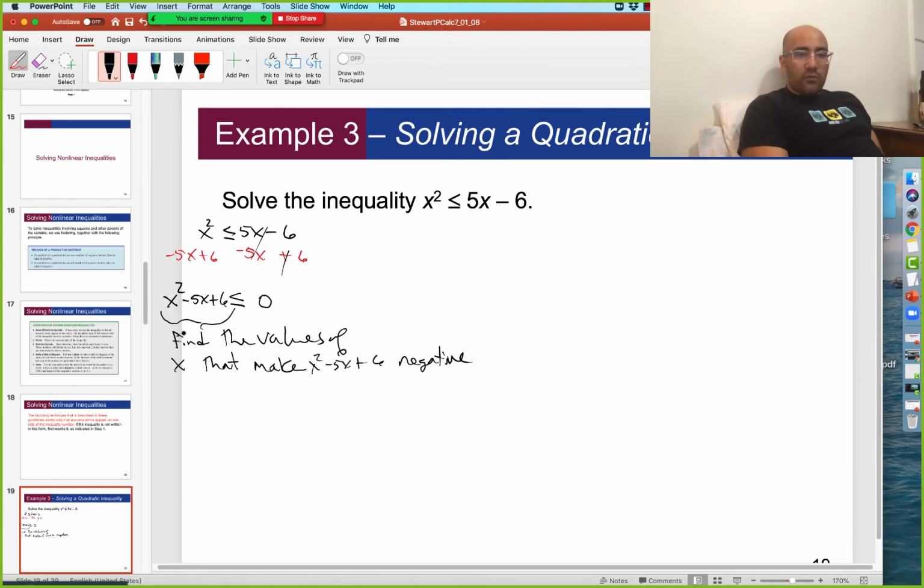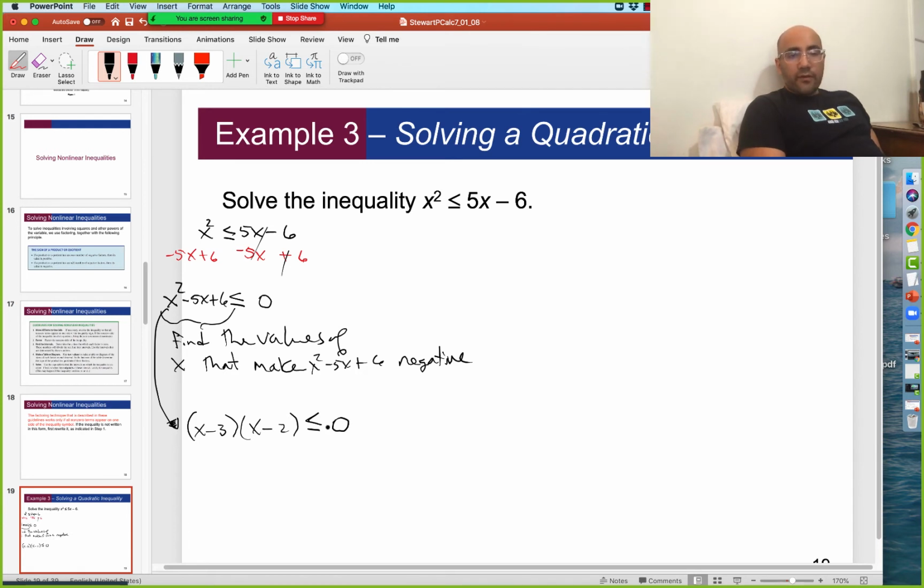Okay, so to do that, we're going to factor it. Now, that's this technique, and of course that depends on us being able to factor, so that's a whole other problem, but let's factor it. Here, it should be okay. We want two numbers that multiply to 6 and add to negative 5. So that should be x minus 3, x minus 2 is less than or equal to 0 after we factor it. That's true. Okay.